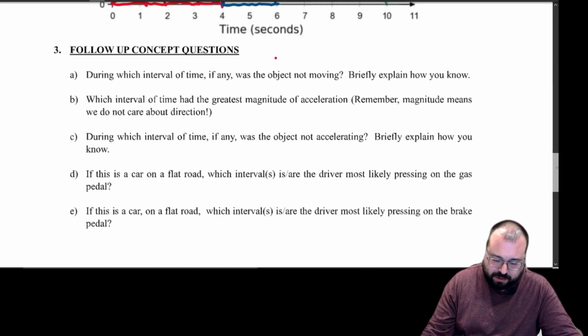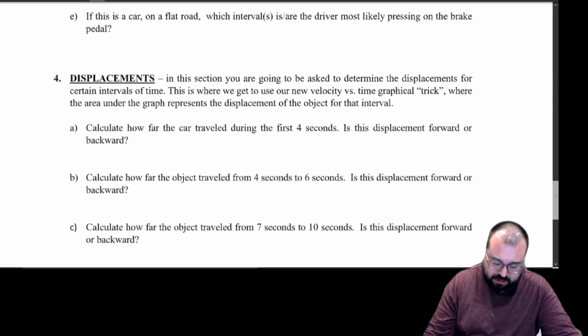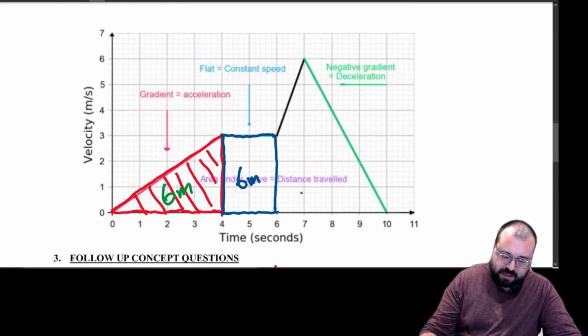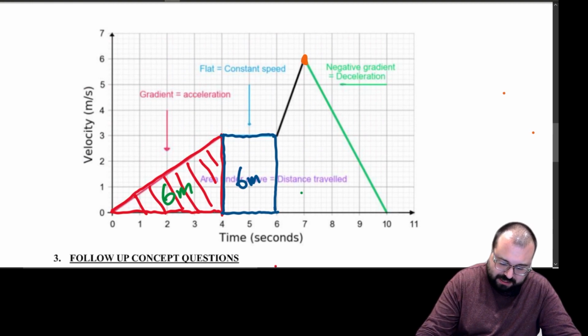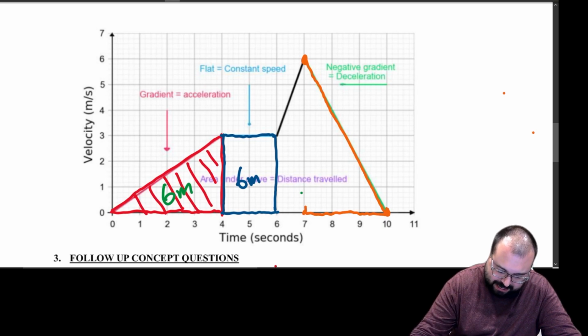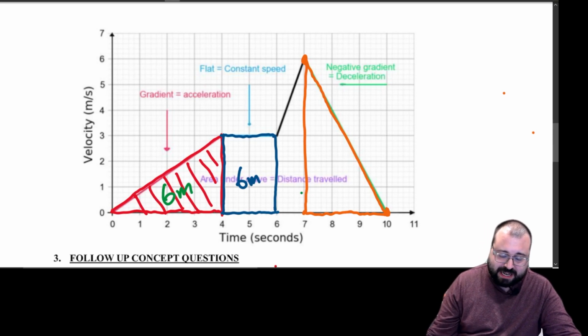Then we get into the fun part. How far does this object travel from 7 to 10 seconds? So we're actually skipping a little portion. We're asked how far it travels from 7 seconds to 10 seconds. So we're going to be along this line here. And then I'll draw from 7 to 10 seconds on the x-axis, and I'll make whatever shape we got. It looks like we've got ourselves another nice triangle. So we'll do 1/2 base times height again.